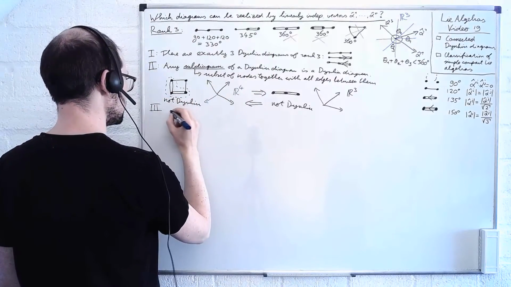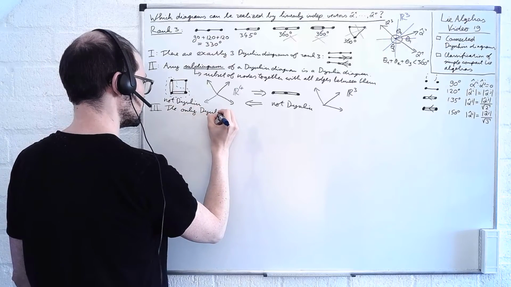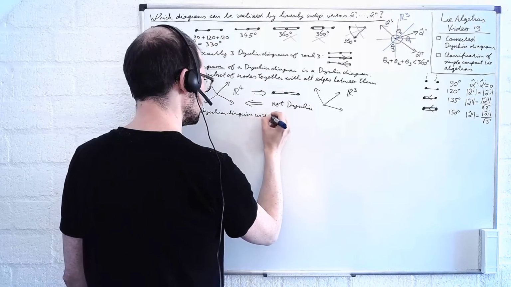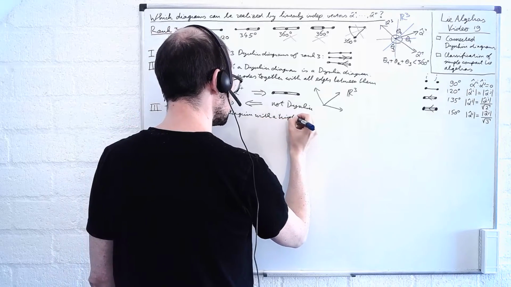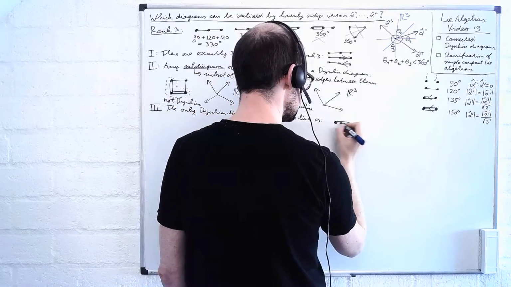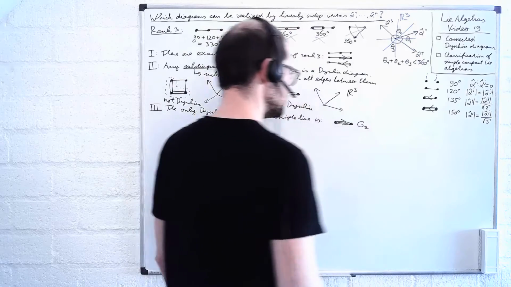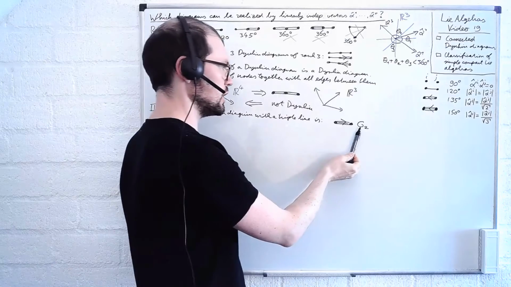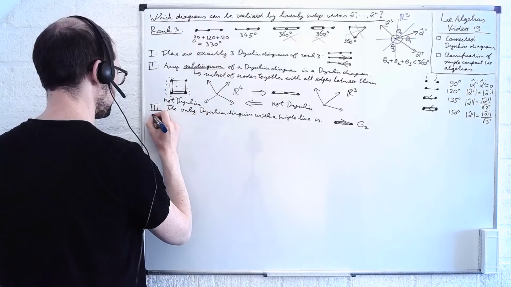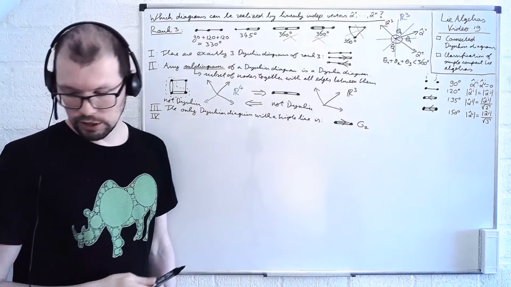So the only Dynkin diagram with a triple line is really the rank 2 Dynkin diagram corresponding to G2, the exceptional Lie algebra of rank 2. Okay, so really we only have to focus from now on single and double lines.